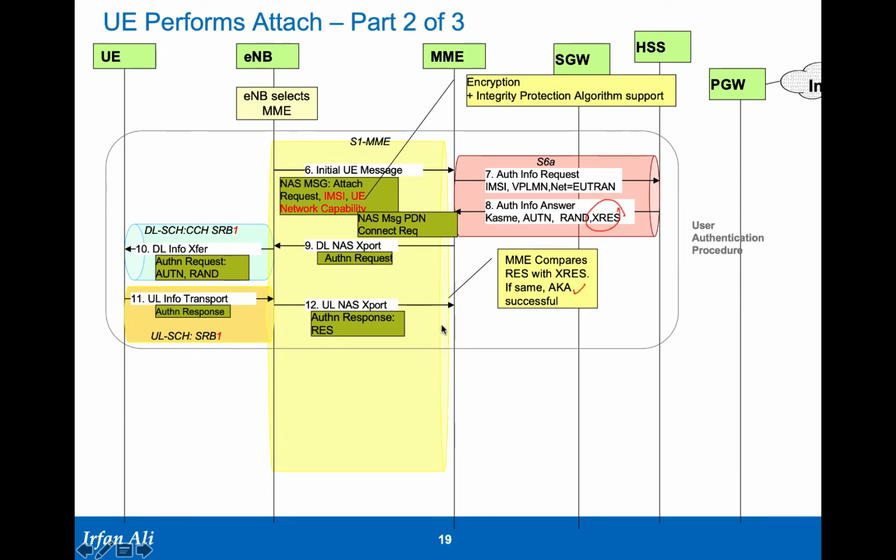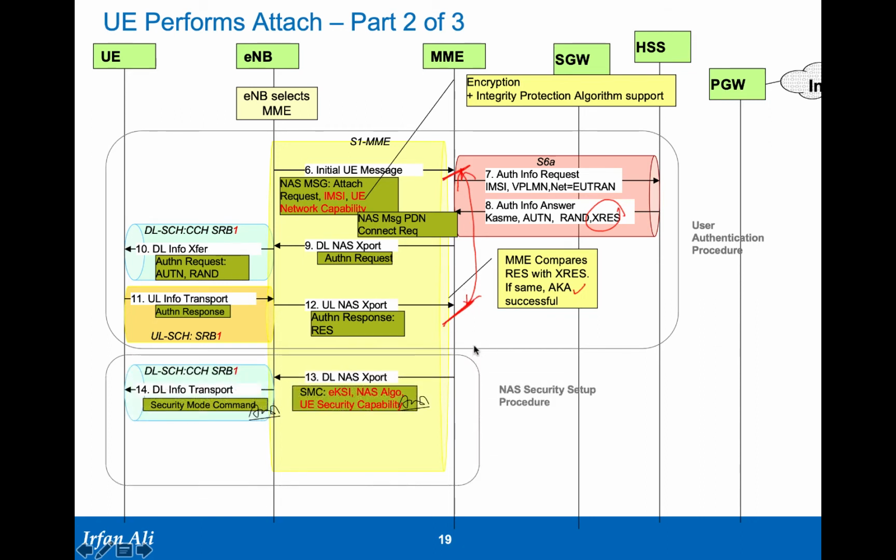So this is the authentication procedure that happens during attach, and it can actually happen any time that the network decides to re-authenticate the mobile. Everything from step number 7 all the way to step 12 happens every time re-authentication needs to be done for the mobile. Once the UE is authenticated, next comes the NAS security setup.